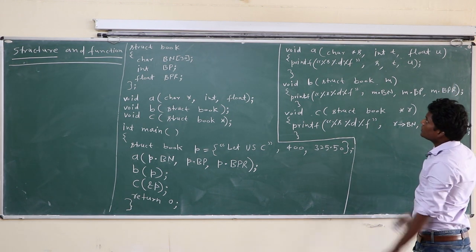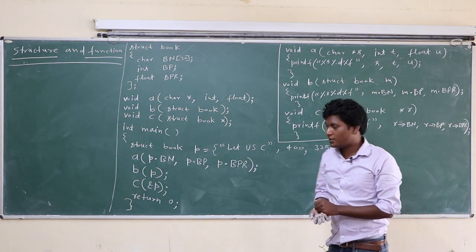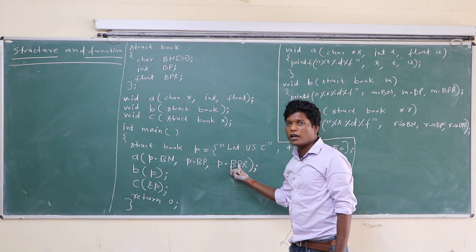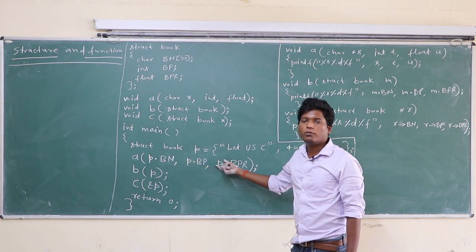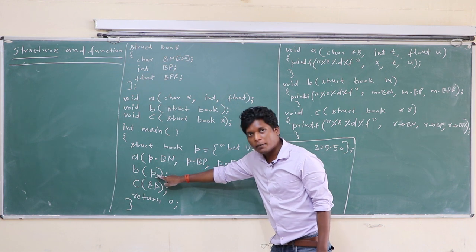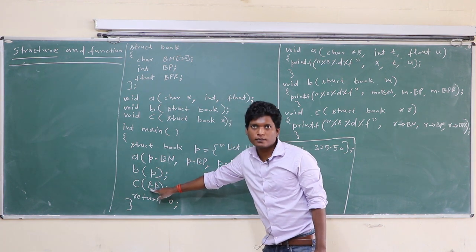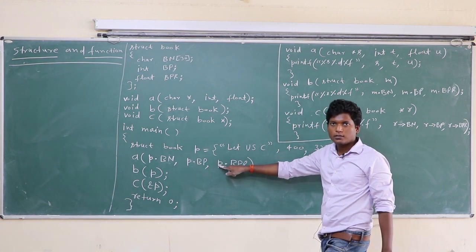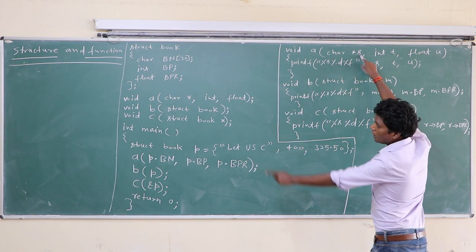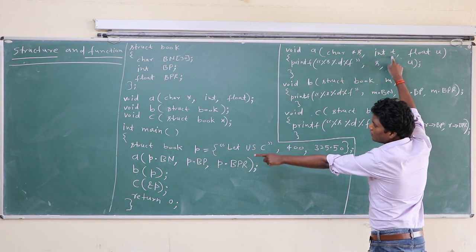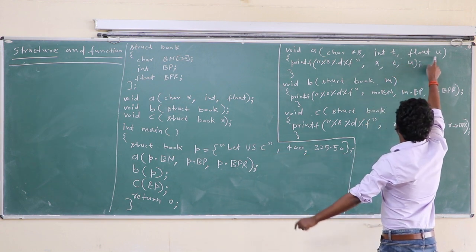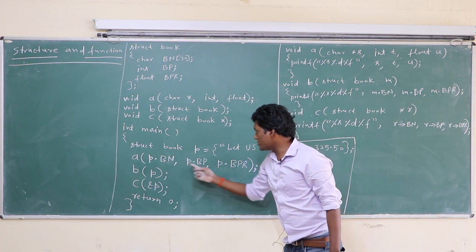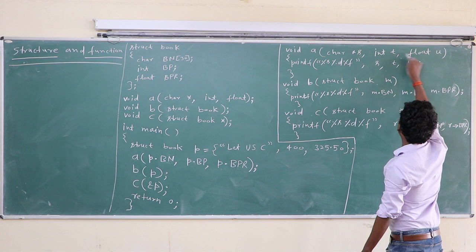So class, this is a mix of call by value and call by reference because here you pass the address, here you pass the value, here you pass the value. So this is a mix of call by value and call by address. Okay class? So here P dot Bn is received here, P dot Bp is received here, P dot Bpr is received in u. These are the arguments and these are the parameters.